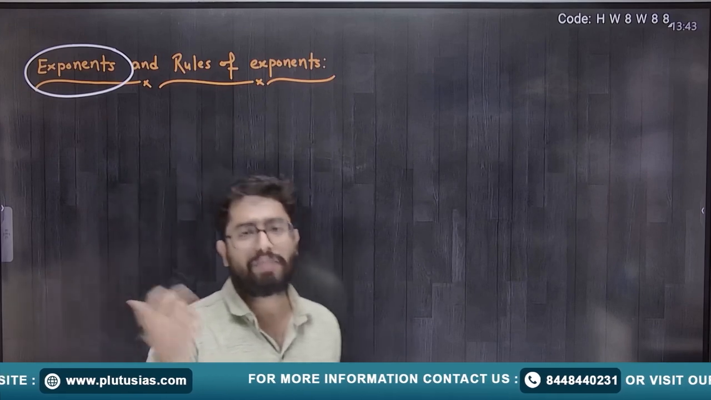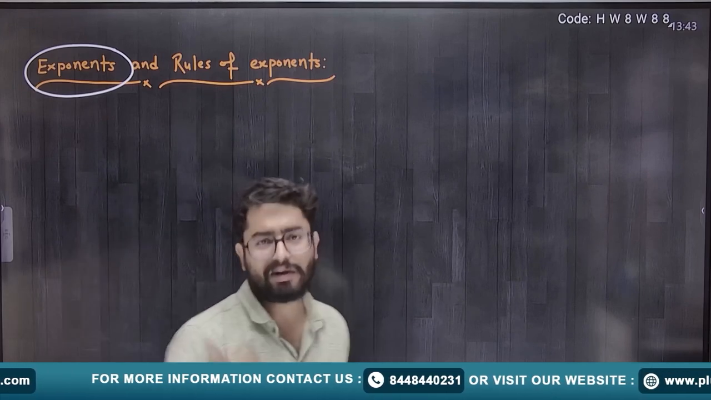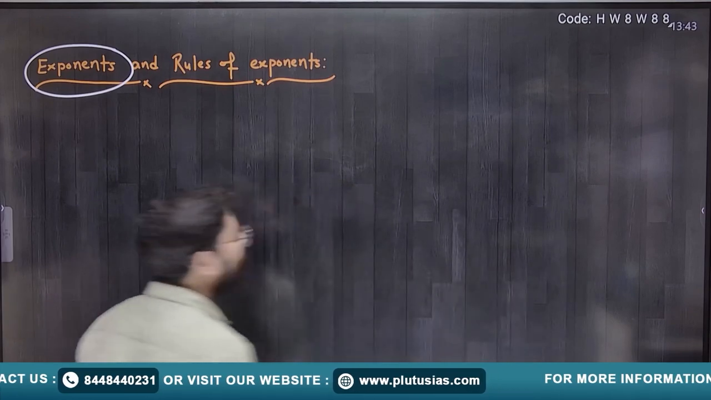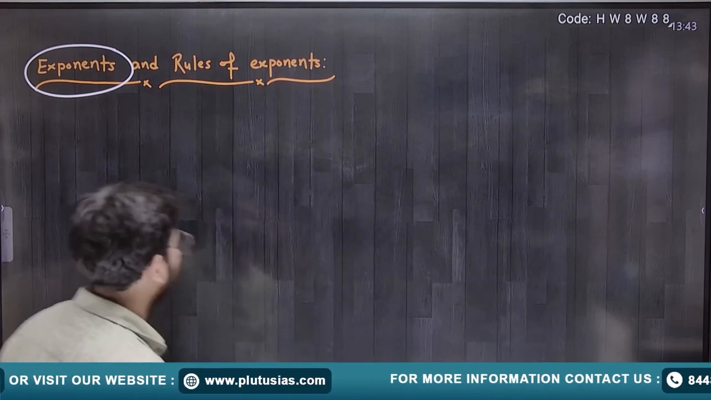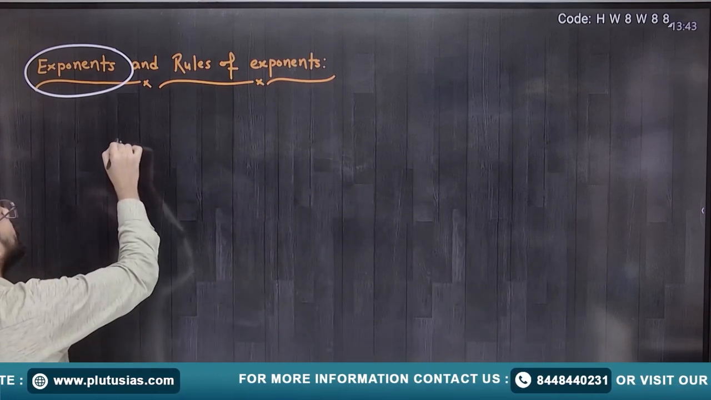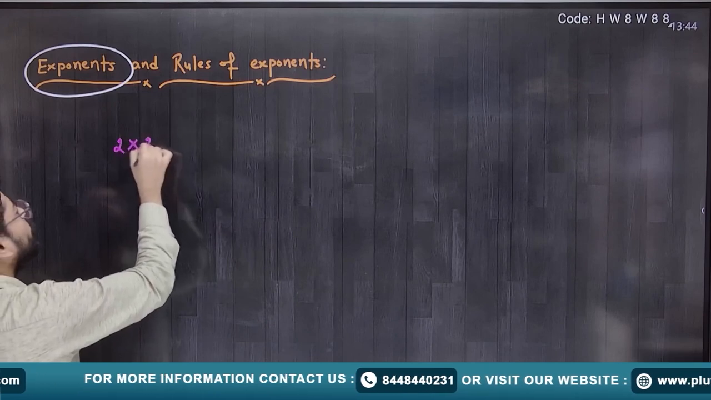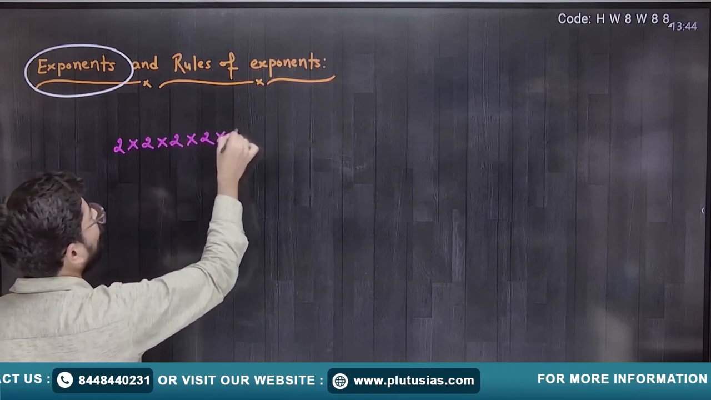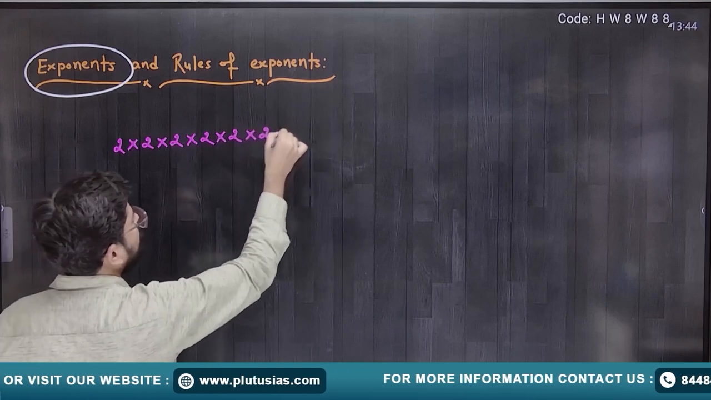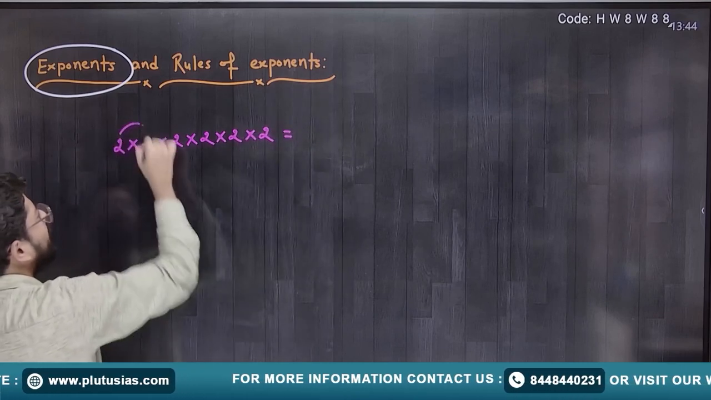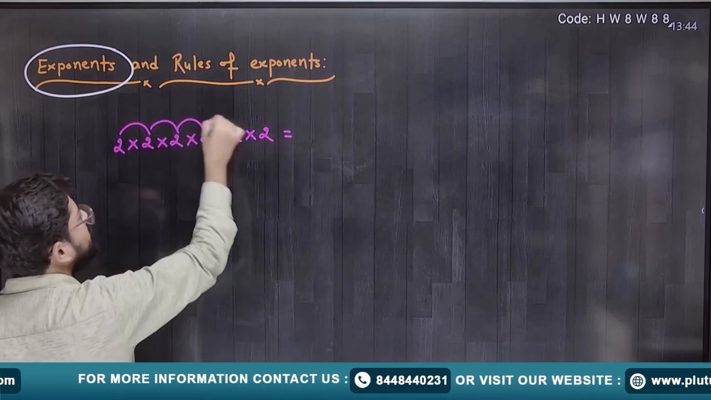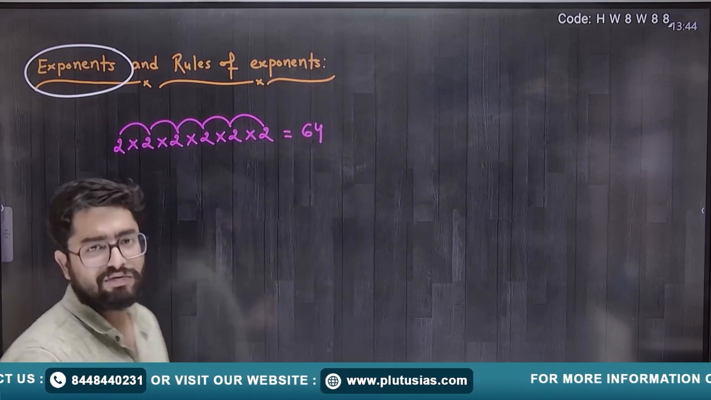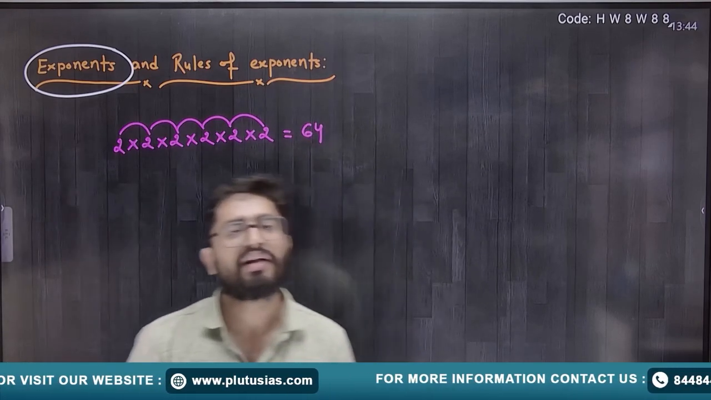Let's say you have any number, let's say I'm taking that number is 2, and multiply that number how many times? 6 times. You can say how can you write it then: 2 into 2 into 2, 3 times, 4 times, 5 times, 6 times. And when you multiply it, you will get 4, 8, 16, 32 and 64. That value is 64.